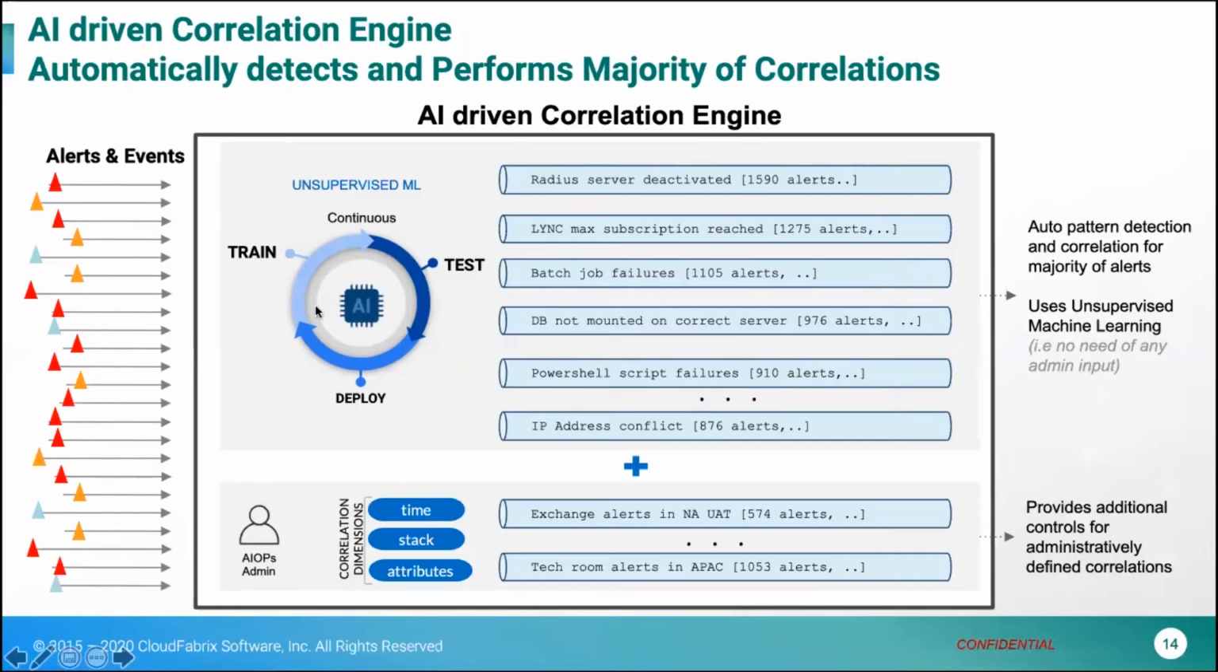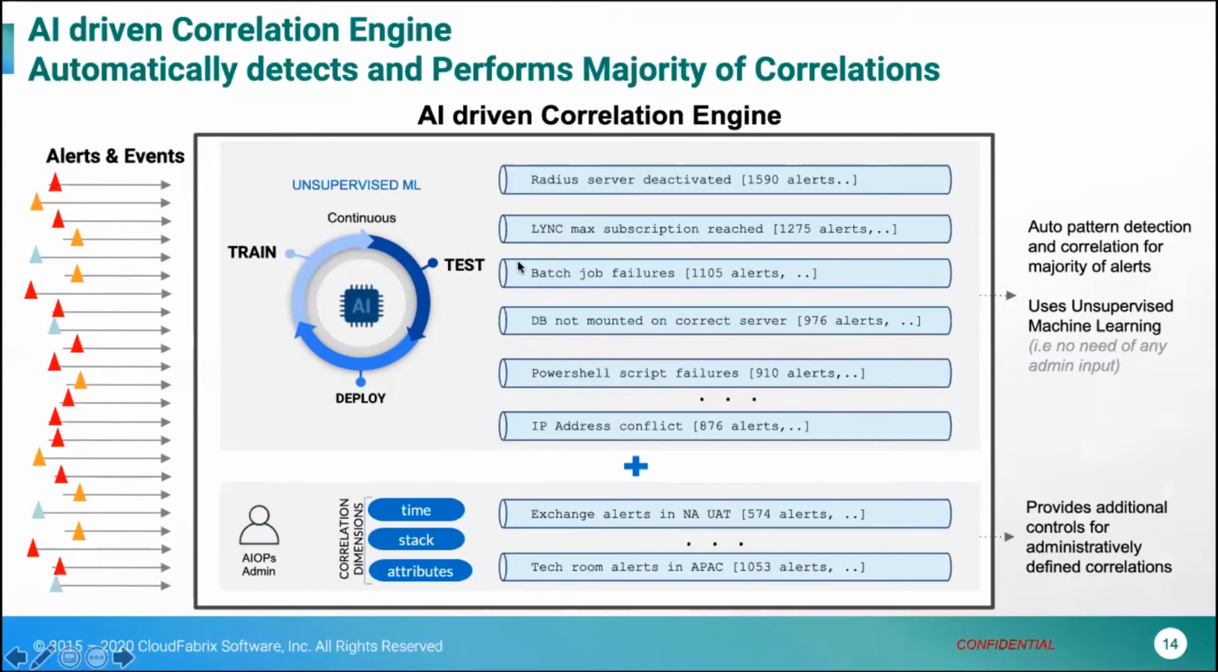So this is like an AI engine, continuously test, deploy, and train. In our experience, initially at 3 to 4 months, you have to continuously do these experiments until you have all the symptoms learned automatically, and then you add the stacks and time and attributes. So this should be fairly automated.